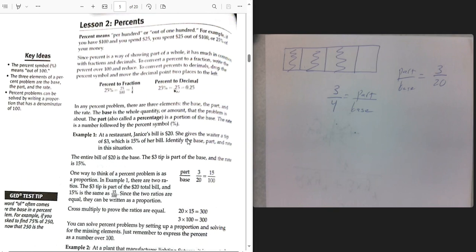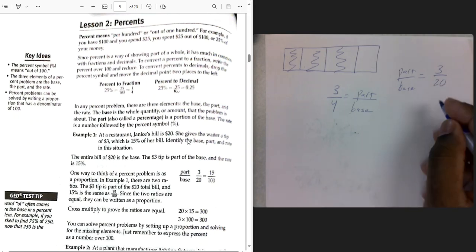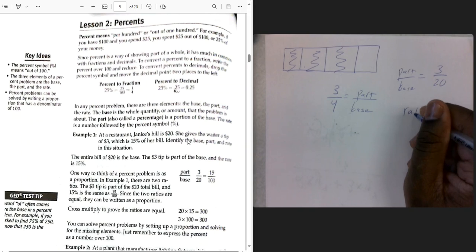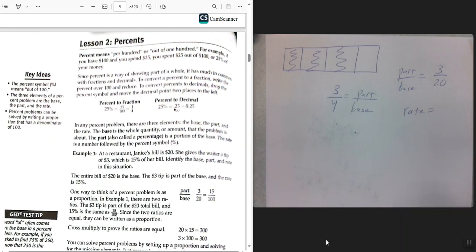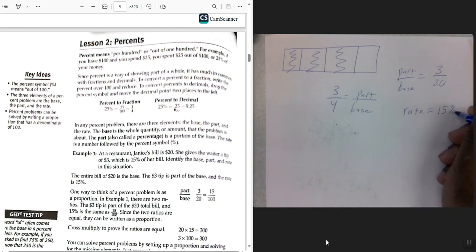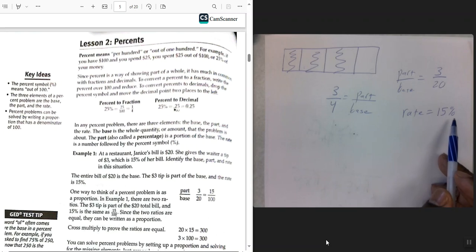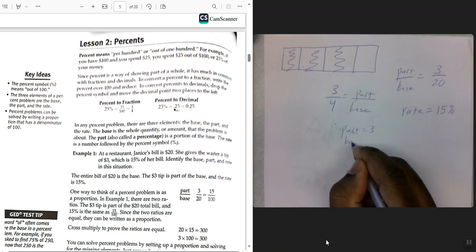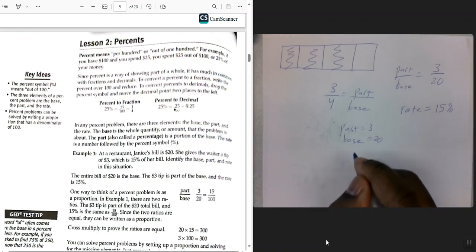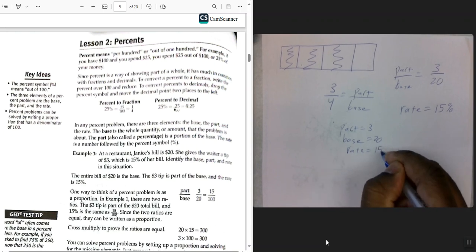Okay, now we want to identify the rate. The rate is typically written as a percentage. So your rate in this case would be your 15. So your rate in this problem would be the percentage that you have. Now with your rate, you must also write the percent symbol. So your rate would be 15%. So basically, your part is 3, your base is 20, and your rate is 15%.